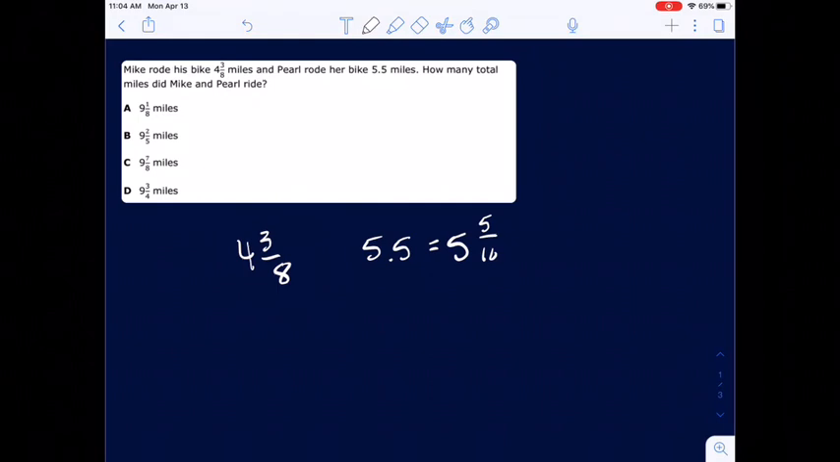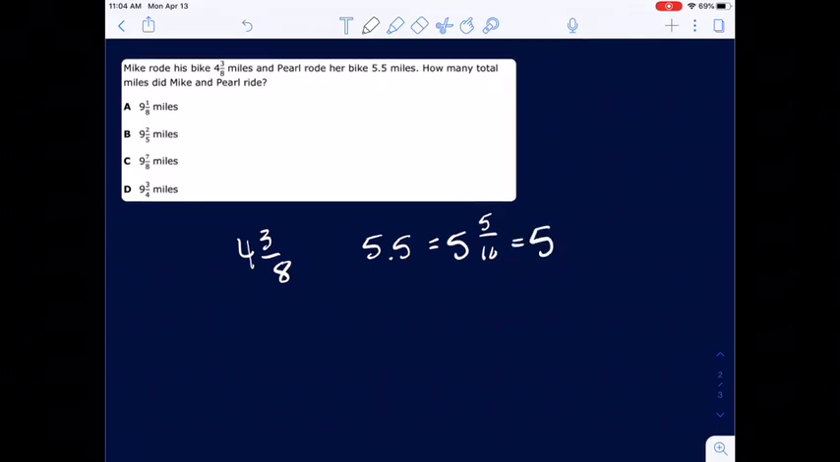Now, I also know that 5 5/10 is equal to 5 1/2 because 5 is half of 10. I could say I can divide both parts of this fraction by 5, or divide it by 5/5, and I have 5 1/2. Now, can I solve this problem yet? Well, they're both in the same form, so let's see what we need to do.